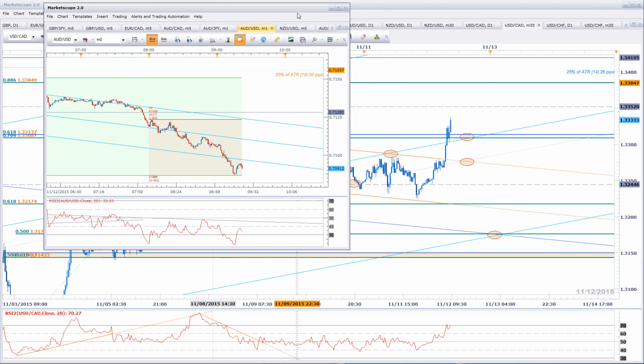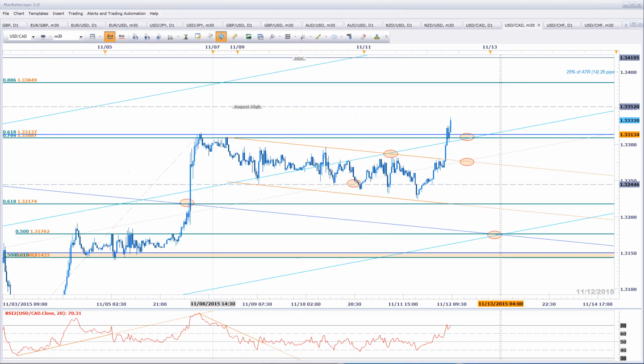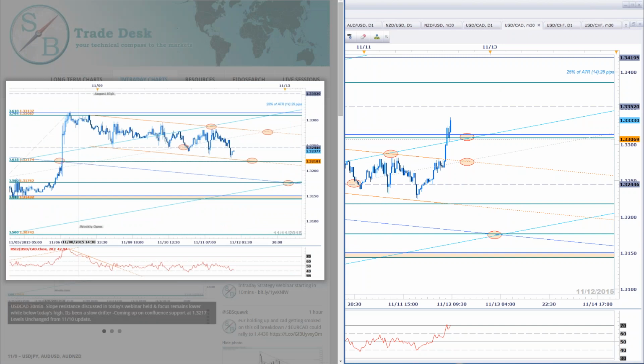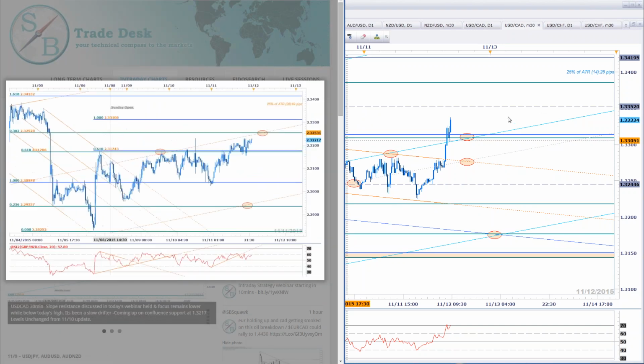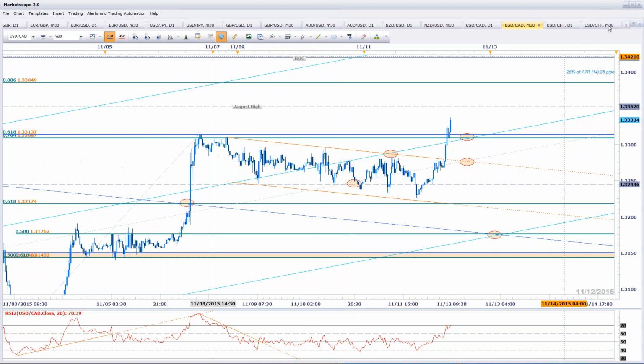All right, I do want to keep going here. We're running late on time, so let me just jump through. That was dollar CAD from last night. Also from last night, sterling key. This was something highlighted earlier in the week. It broke the weekly opening range.